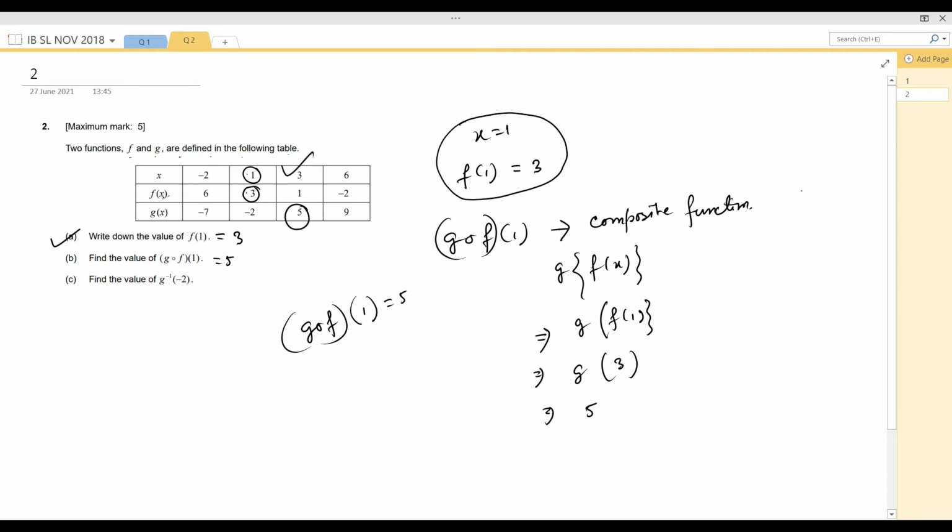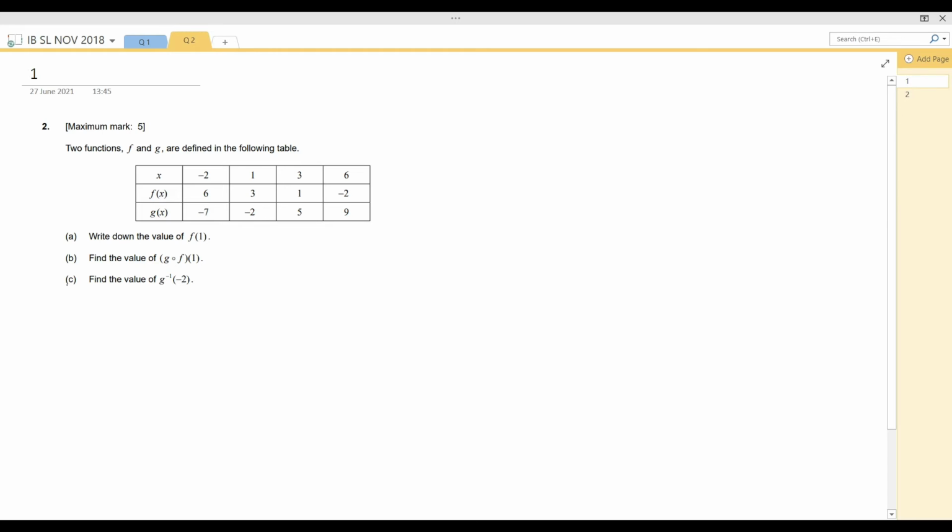Now we will move toward the tricky question, that is, find the value of g inverse of minus 2. Here you are trying to find the value of x for which y equals minus 2. But the thing is, if any function is g(x) and the x and y values are a and b, then when we find g inverse of x, the values will be swapped: the x value will be b and the y value will be a. So these values will be swapped.